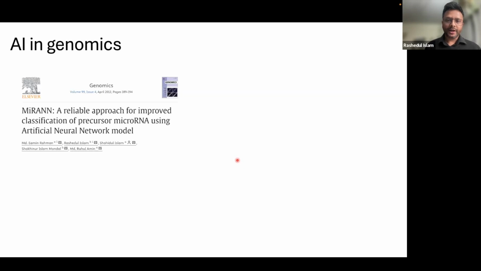AI has another application, such as developing predictive models. In my undergrad thesis, we developed an AI predictive model that predicted the short human RNAs, which are called microRNAs. We trained the AI network with the existing known microRNA sequences. Then it was able to predict for unknown sequences whether they are microRNAs or not.